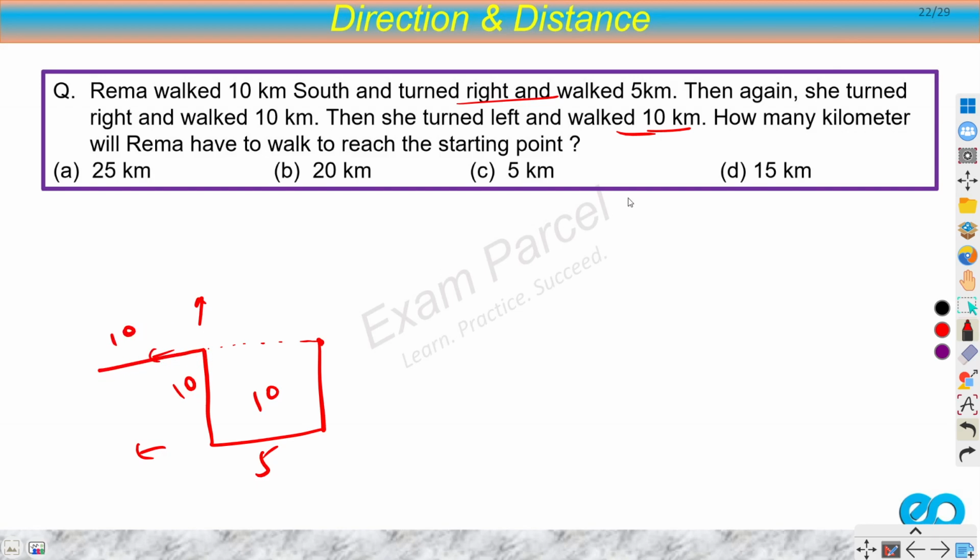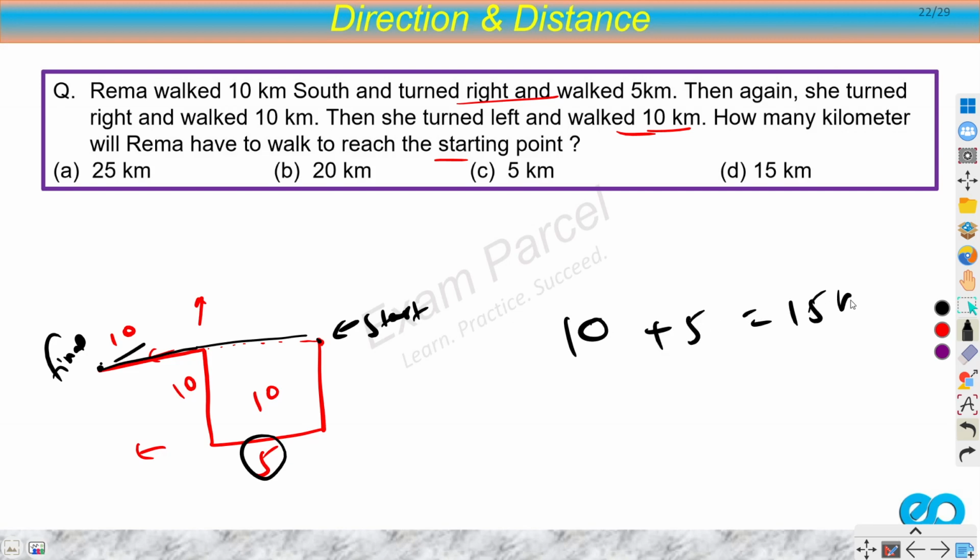So 10. How many kilometers will Rima have to walk to reach the starting point? It means what is the distance from here to start? So this is start, this is final. So what is the distance from start to final? Obviously these both positions are in the same straight line, right? So 10 here and 5 here. So 10 plus 5, 15 kilometers. Option D. So it's a very easy question.